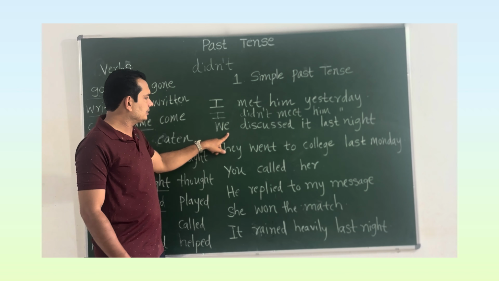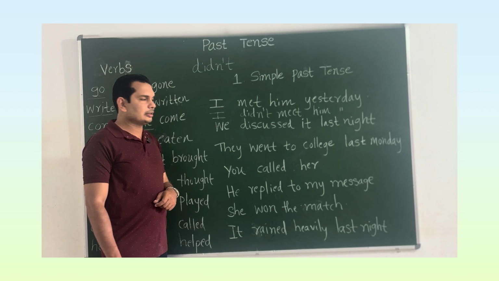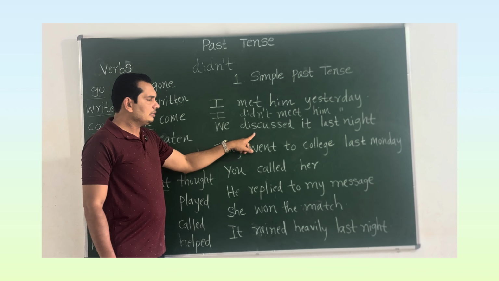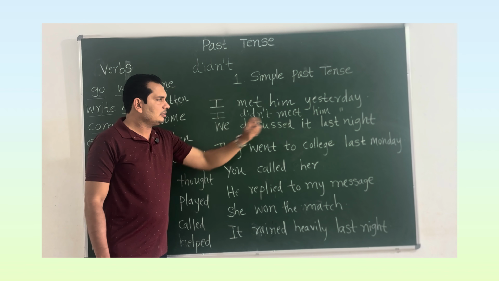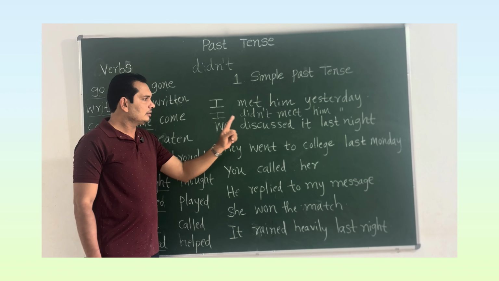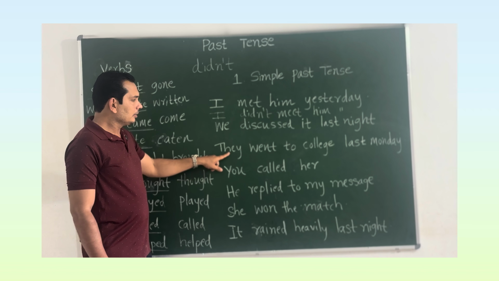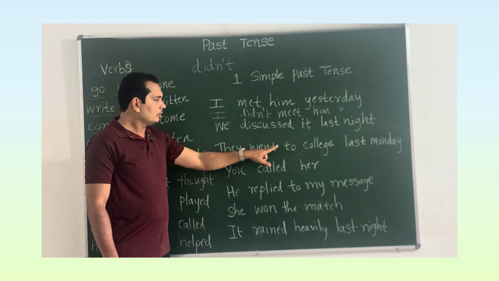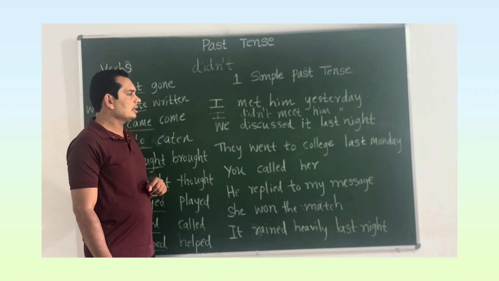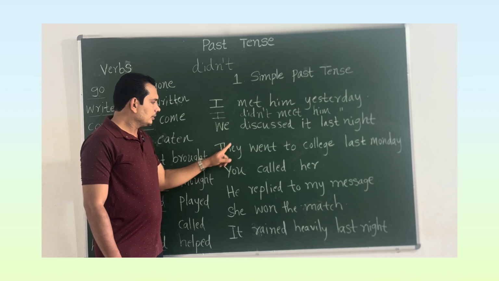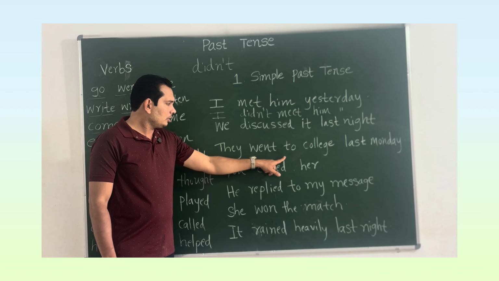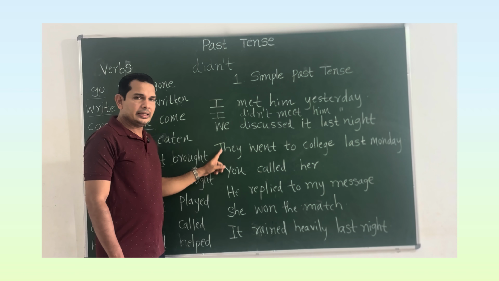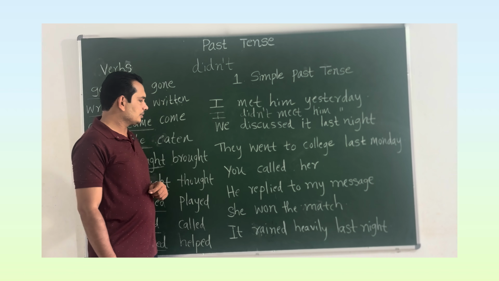Let's go to the next example. We discussed it last night. When we write this in the negative, we didn't discuss it last night. They went to college last Monday. They didn't go to college last Monday. Please note, they didn't went is wrong. We must use the first form of the verb after didn't. They didn't go to college last Monday.